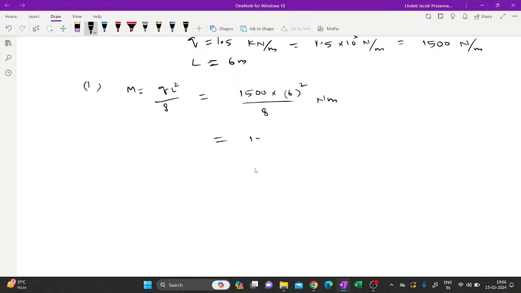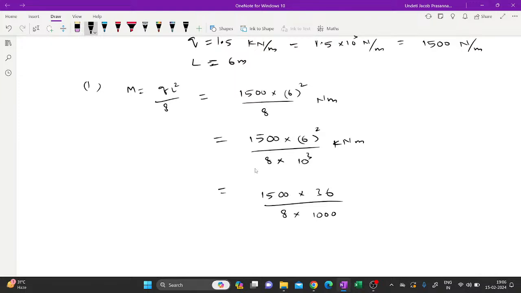So this means 1500 into 6 square by 8 by 10 power 3 kilonewton meter, because we need to put it in kilos. So 1500 into 36 by 8 into 1000. 1.5 into 4 is 6. So 6 kilonewton meter is the value of maximum bending moment. Is it right? Or is something else there?